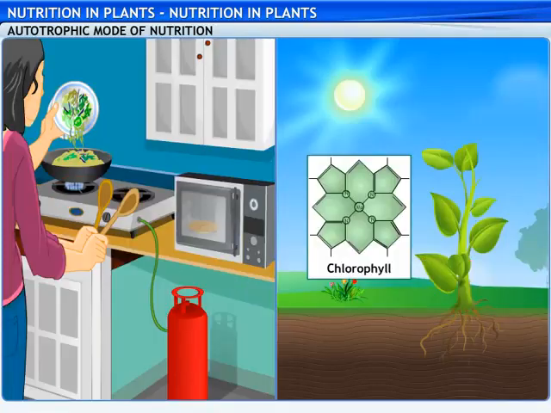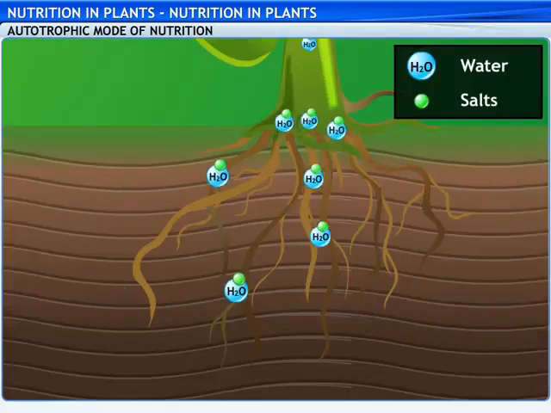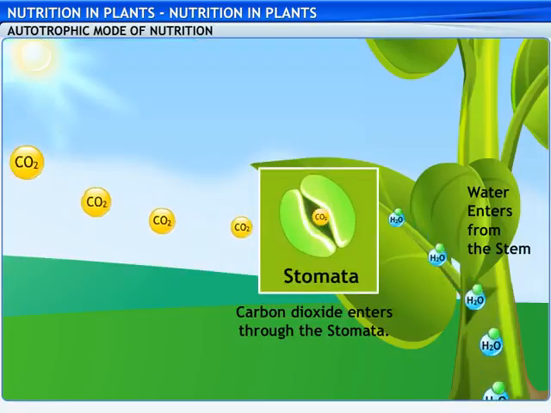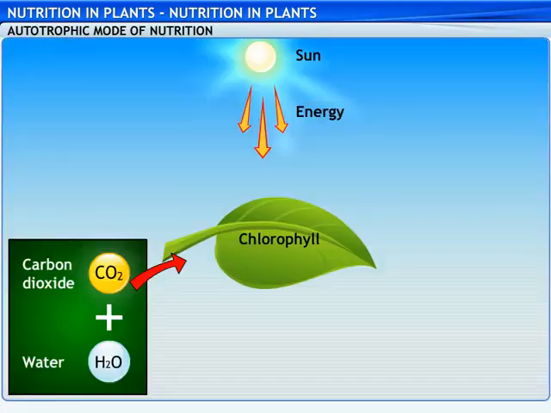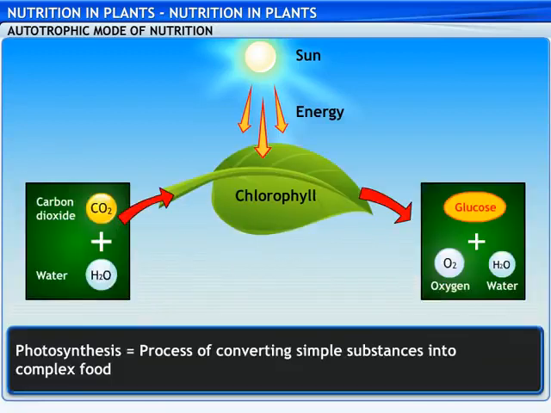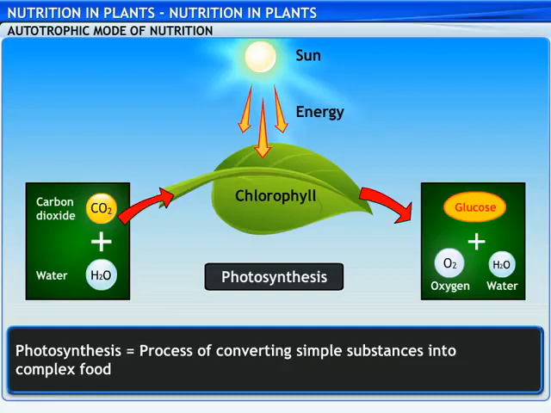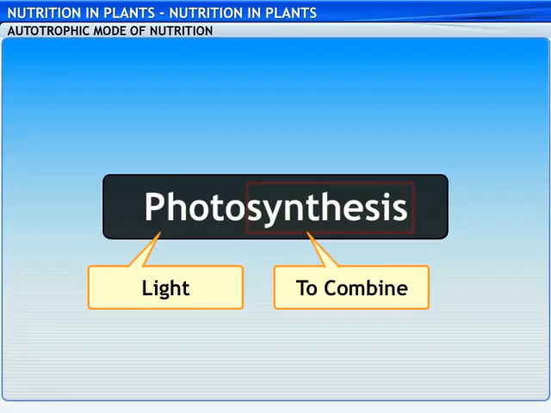Similarly, in plants, the green pigments called chlorophyll collect simple substances like water and salts from the soil, carbon dioxide from the air, and using sunlight as a source of energy, convert the simple substances into complex food for the plant. This process is called photosynthesis. The word photosynthesis is derived from 2 words. Photo, meaning light, and synthesis, which means to combine.